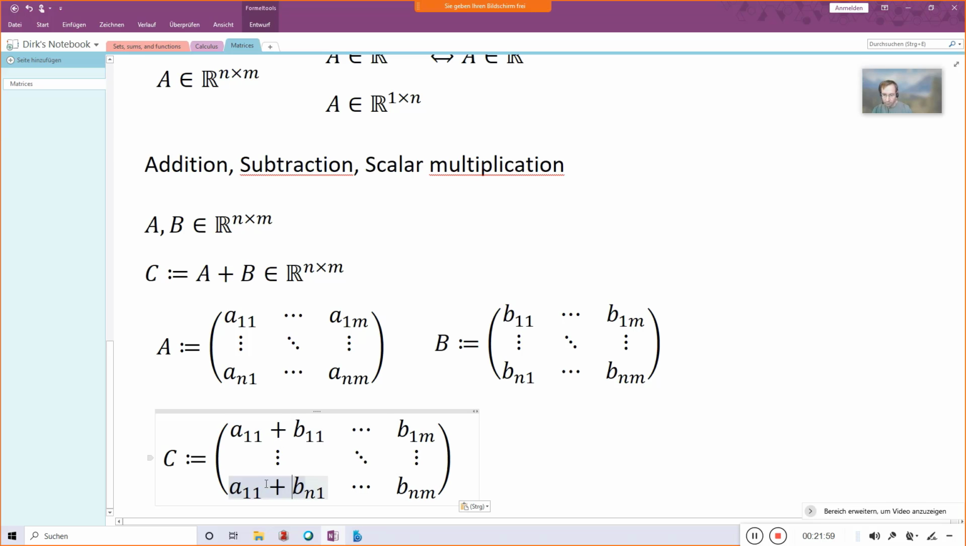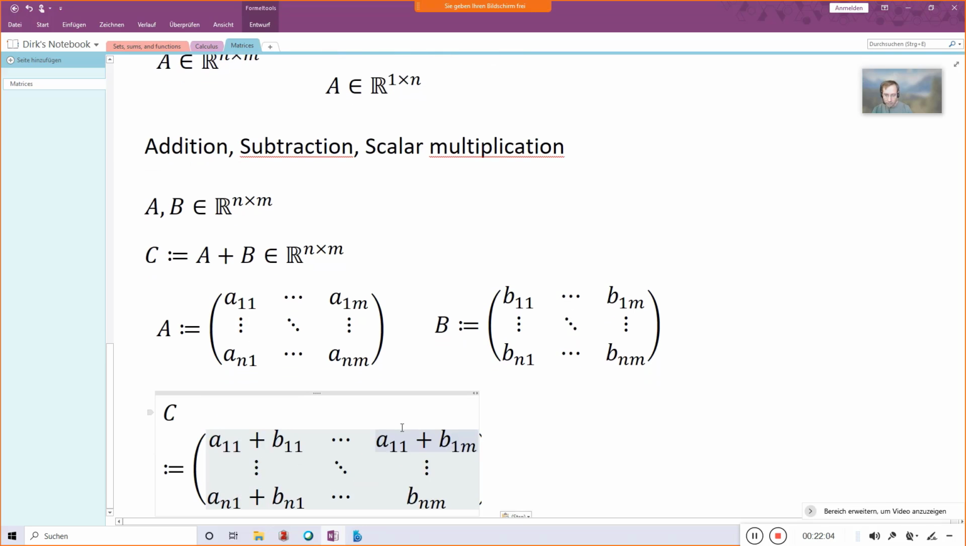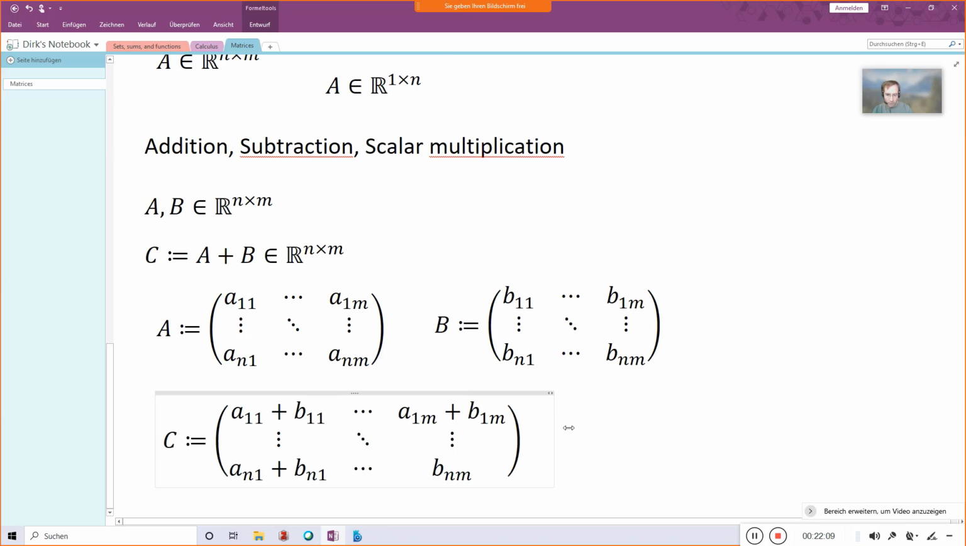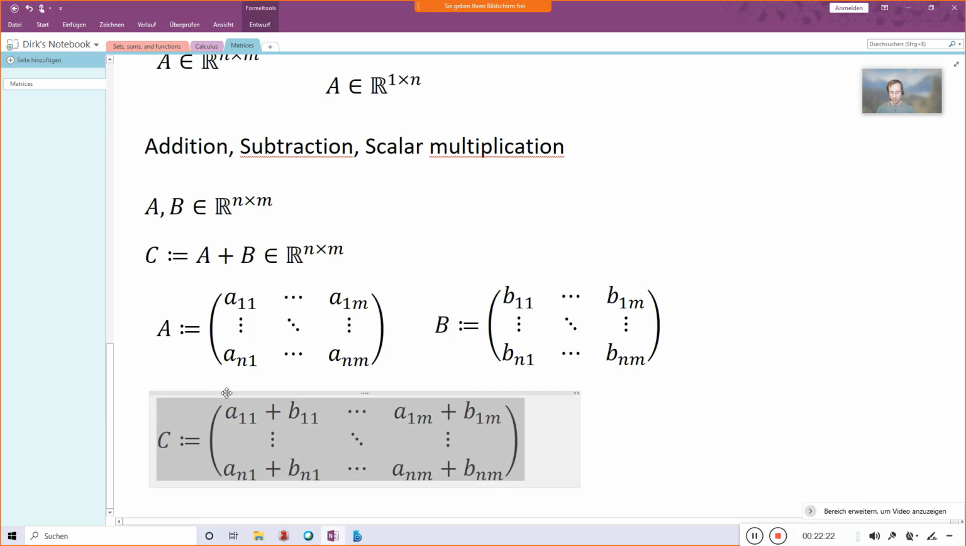So for each element, we just add all the elements where they are. We don't mix anything around, and get to our matrix C. There are examples, but I will not give numerical examples now, because as you see it takes a little bit of time to write this nicely in this math editor. You see numerical examples in the text.